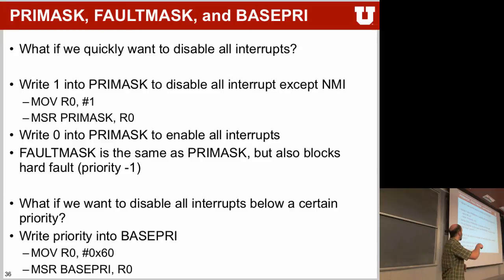You also have the fault mask. If you write a 1 in there, what will happen is interrupt 0 will also be disabled. And this is the hard fault interrupt. Usually you really don't want to do that because a hard fault really means something really bad happened on your system. Like you either had an instruction that was wrong or something really bad. But occasionally you want to do that and you can.